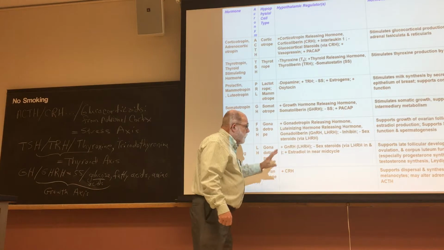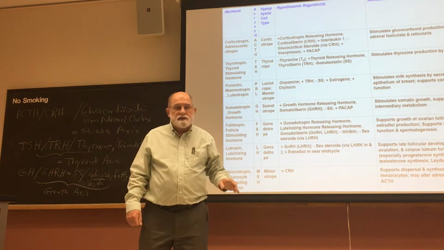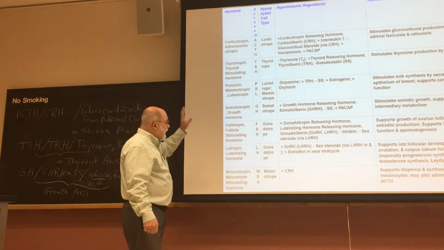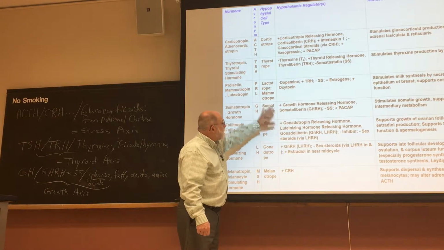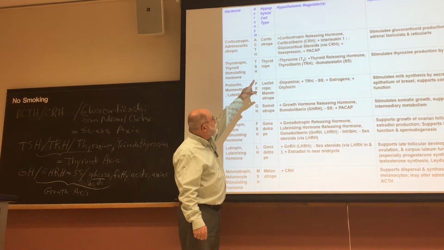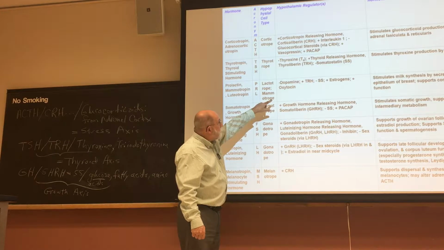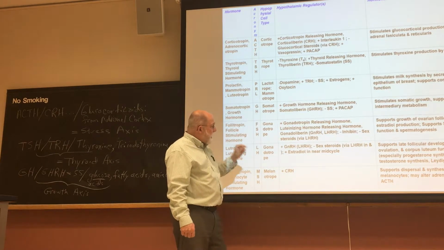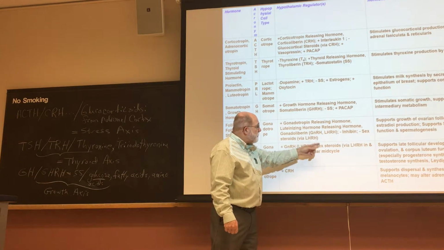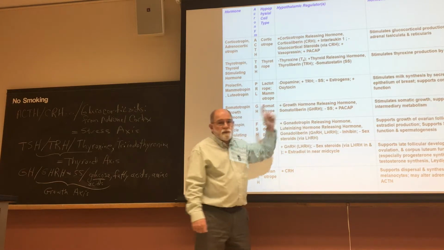So, hormones affecting lots and lots of different systems. Prolactin. Notice that most of the primary controls are stimulatory, and feedback controls from the periphery are negative.